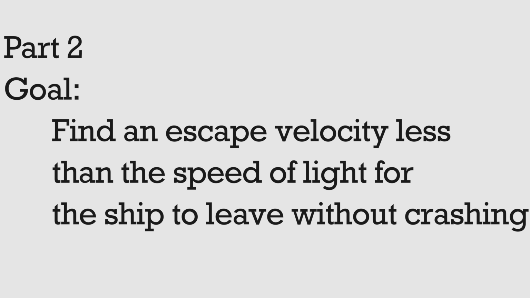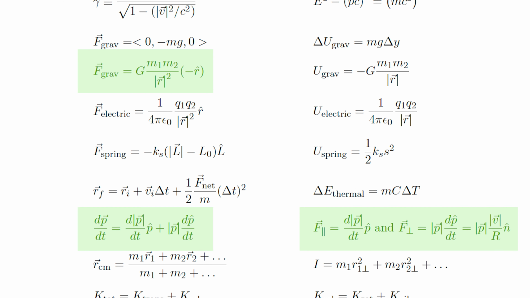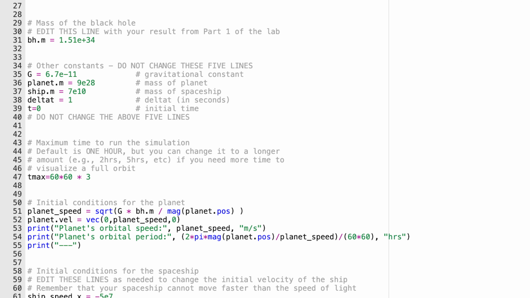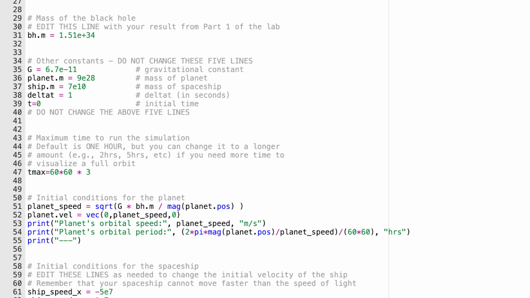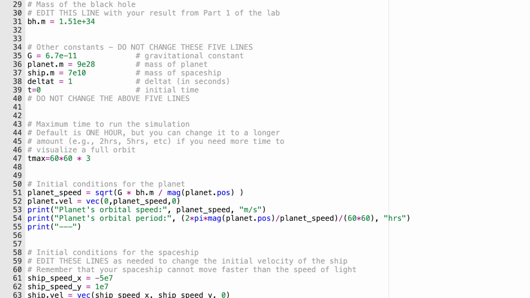I imported these values into Excel and found that the average value of mass was 1.51 times 10 to the 34 kilograms. Now, beginning part 2 of the lab. I defined the mass of the black hole using the calculation we did in the last part. For part 2, we need to find an initial velocity that will allow us to leave the planet and miss the black hole. To do this, I defined a lot of variables.